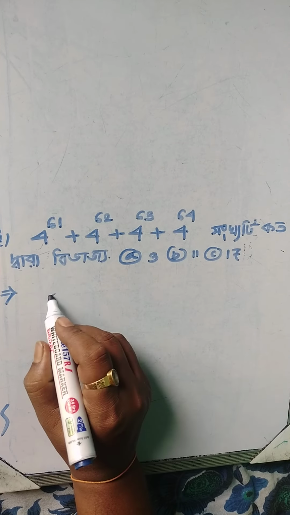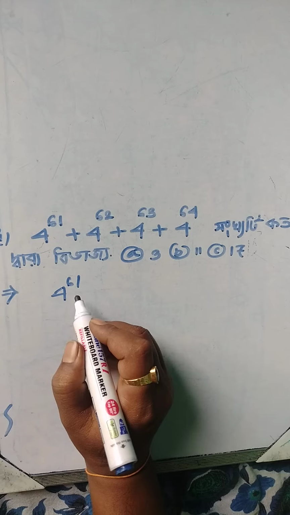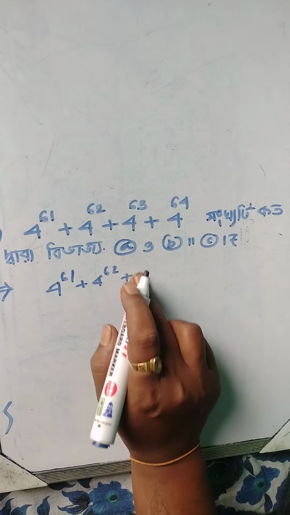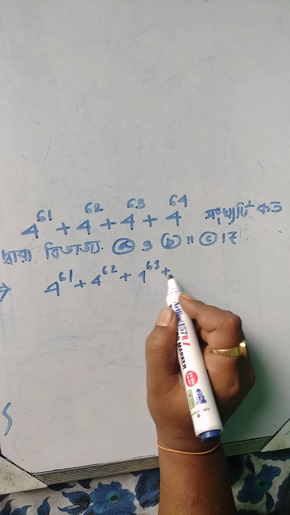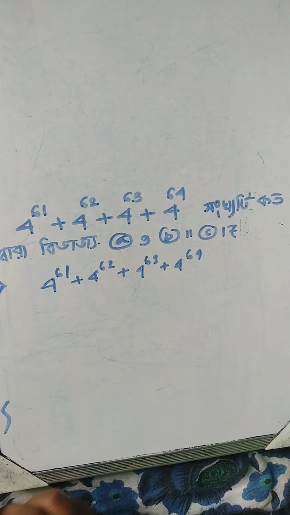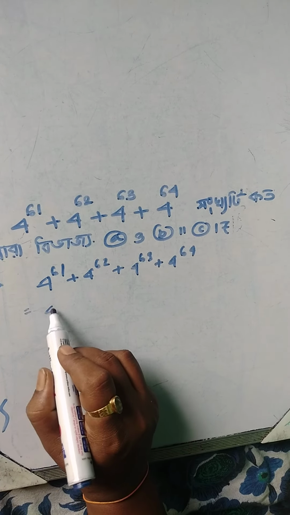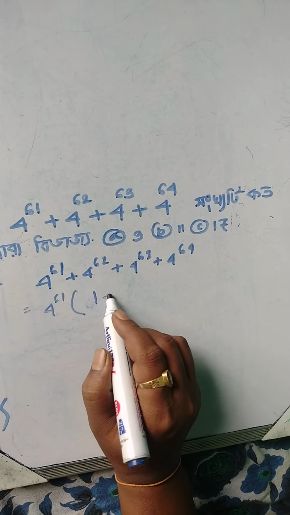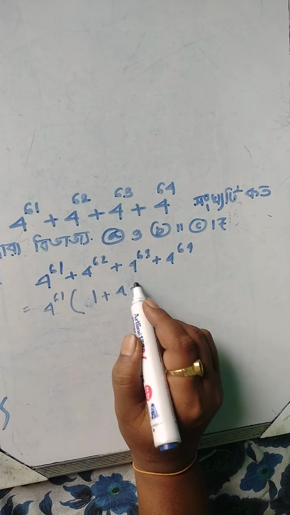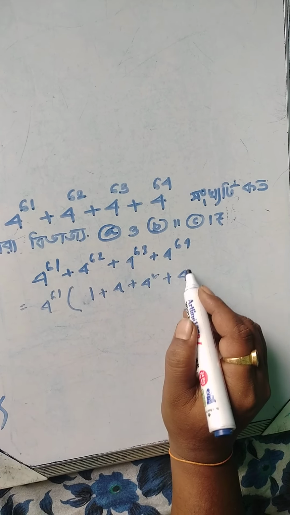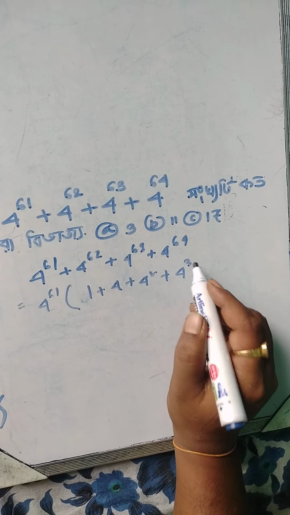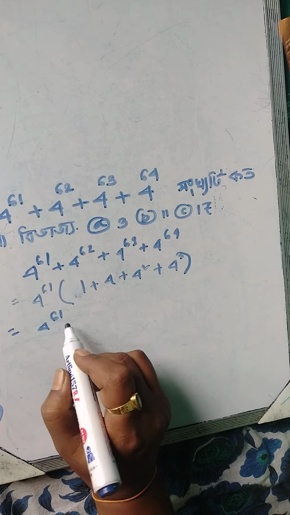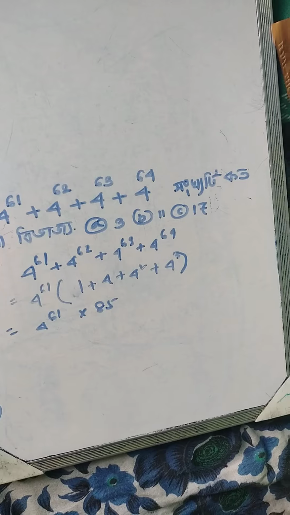At first we add 4 to the power 61 plus 4 to the power 62, 4 to the power 63, 4 to the power 64. Hence, we take the common 4 to the power 61. Here, this is 1, this is 4, this is 4 square, this is 4 cube. Now we get 4 to the power 61 times 85.